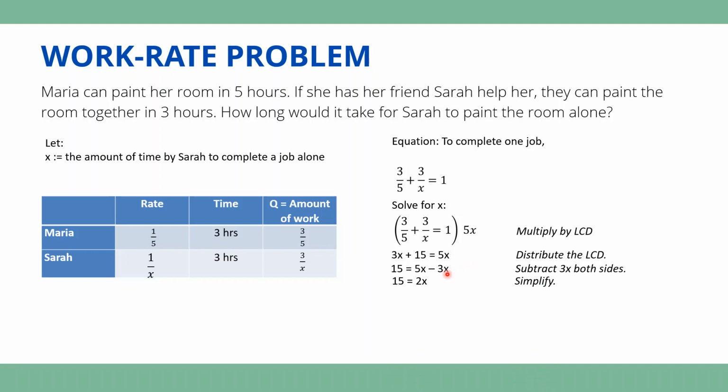Then simplify. So 5x minus 3x is equal to 2x. Then divide natin para po solve natin yung ating x. So we will have 15 over 2, which is equal to, in decimal, 7.5 hours. So, ang rate daw po ni Sarah is 7.5 hours. That's it for our first problem.